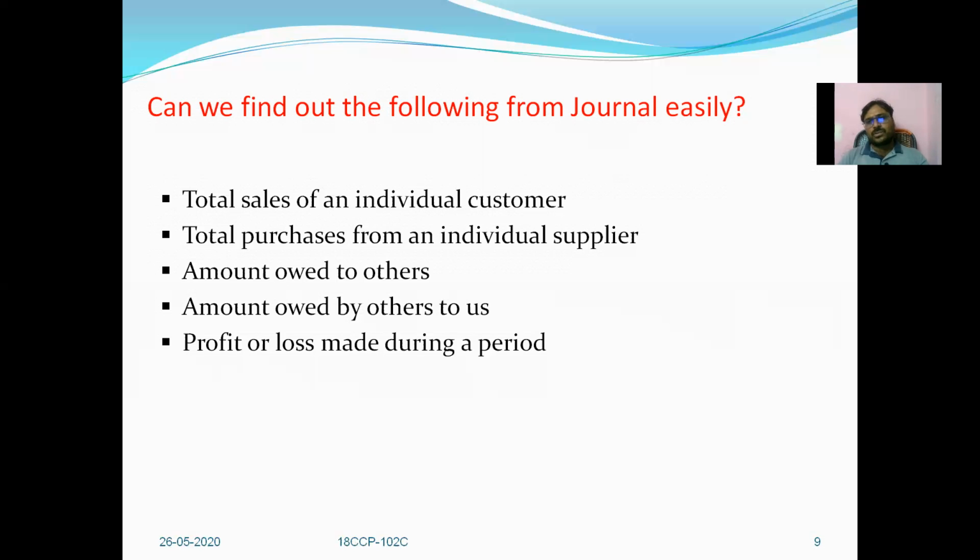Total sales of the individual customer? No. Total purchases from individual suppliers? No. Why? Because we didn't separate the entire ledgers, entire journals. We simply write in chronological order, date by date.